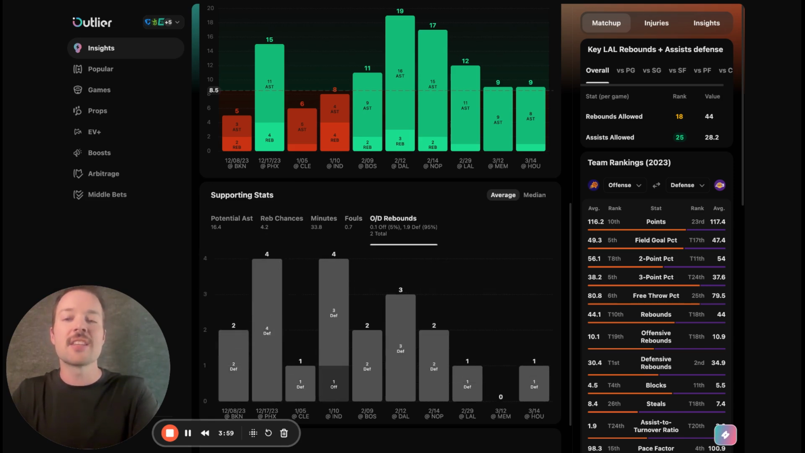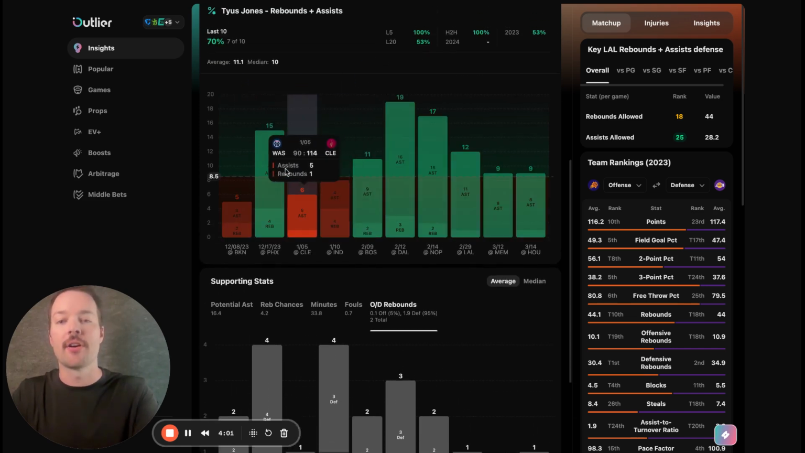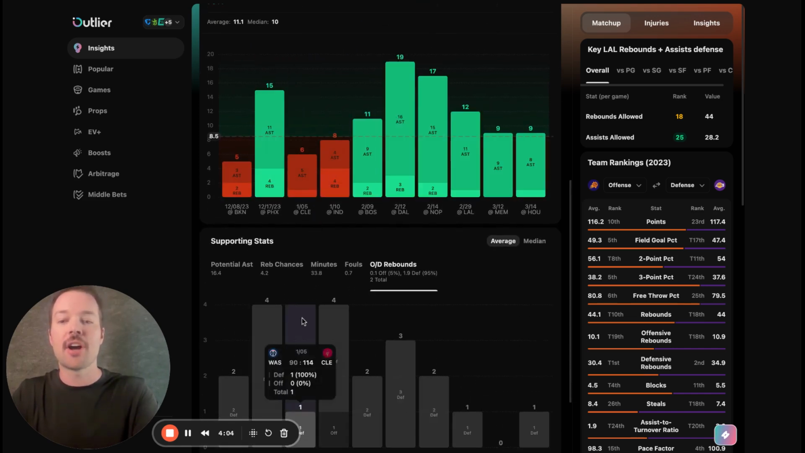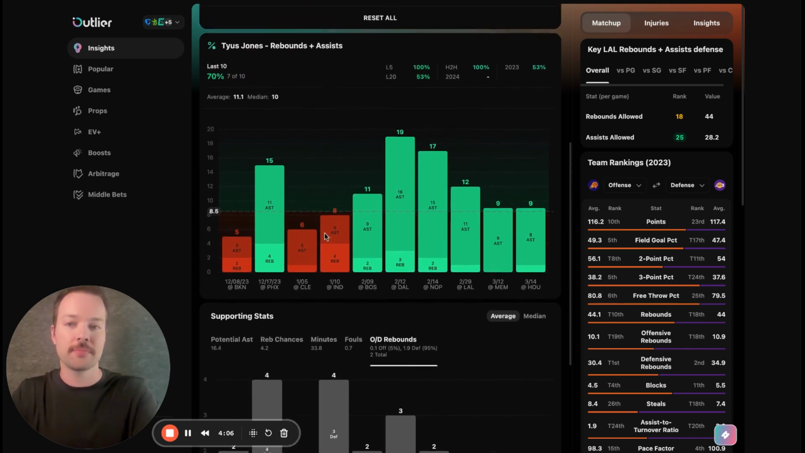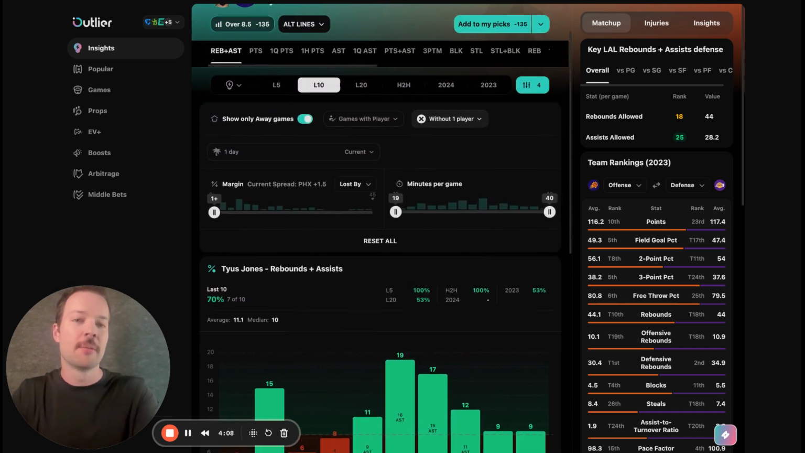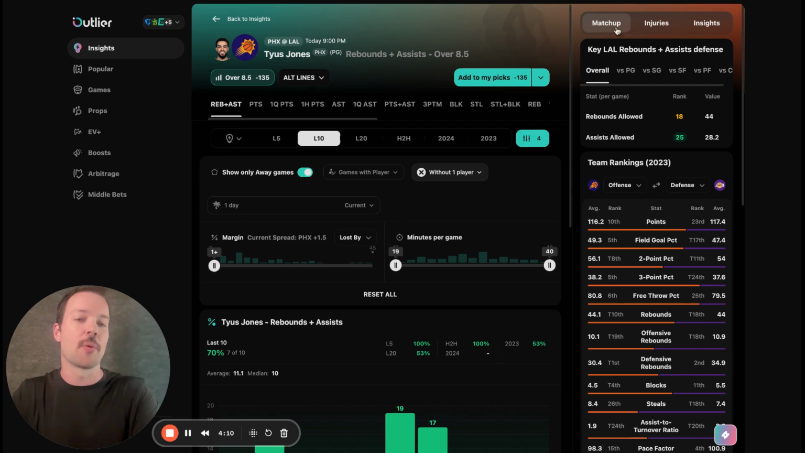The idea here is that to the extent that there's an outlier in the hit rate chart, I can try to find an explanation for that outlier. So I'm still liking this prop. But let's go over to the far right-hand side here where we can see matchup, injuries, and insights. So first, I'm going to look at the matchup details.